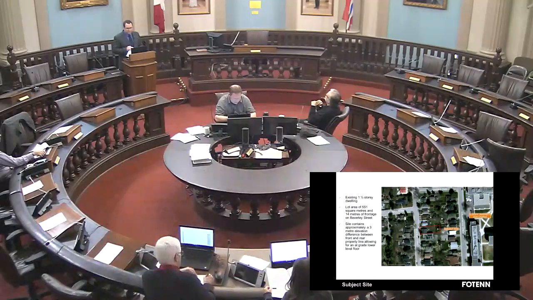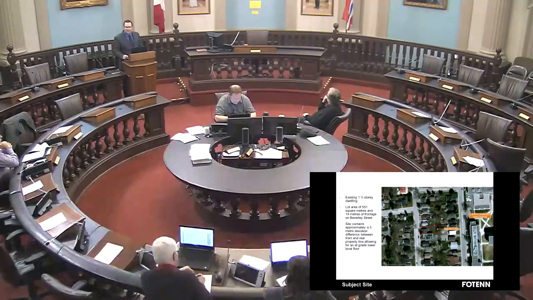The property as it exists today has a 1.5 storey dwelling on it. There are 2 units in the building, and it's a fairly large lot of 551 square meters and 14 meters of frontage along Beverly Street. This area of Beverly Street is sloped as it heads down to the east toward Collingwood. So there's over a 3-meter elevation difference from the front of this property to the back.